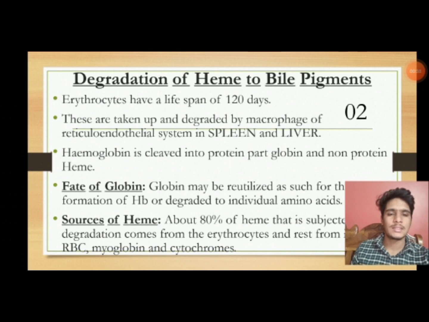Per day, 6 grams of hemoglobin is broken down in adult men and it is reutilized. Fate of globin: globin may be reutilized for the formation of hemoglobin or degraded to individual amino acids. Source of heme: about 80% of heme that is subjected to degradation comes from the erythrocytes and the rest from the immature RBC, myoglobin and cytochrome.